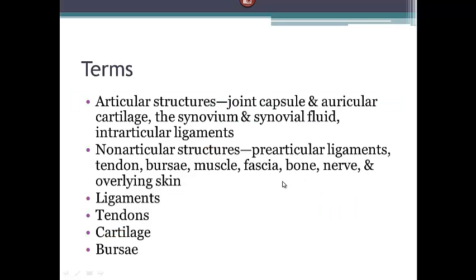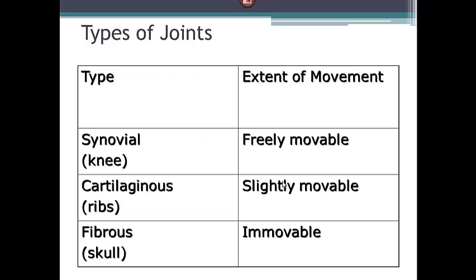Other terms, remember the articular structures or joint capsule, and examples: articular cartilage, the synovium and synovial fluid, and intra-articular ligaments. Non-articular structures, examples are tendon, bursa, other ligaments, muscle, fascia, etc. You need to know this. This is very important. Types of joints.